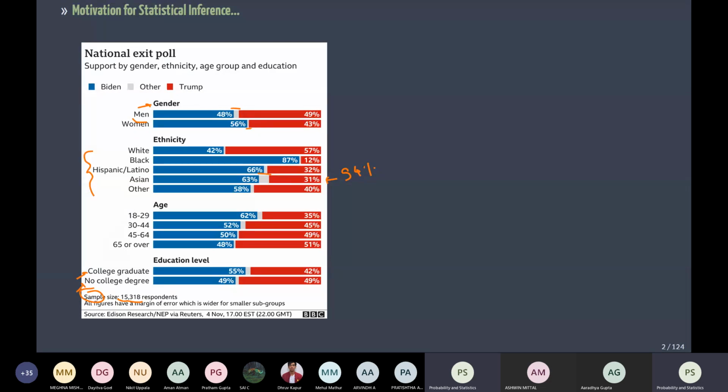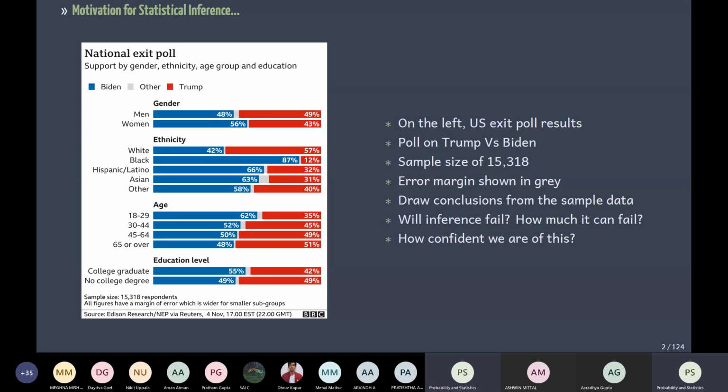One familiar thing is elections, and newspapers come out with all kinds of data. So today's class will be on this. How do we make good inferences based on some sample data? In this case it was like 15,000-odd data points.